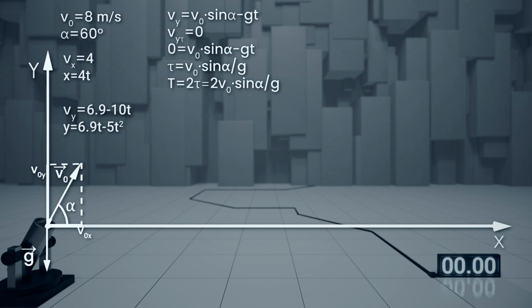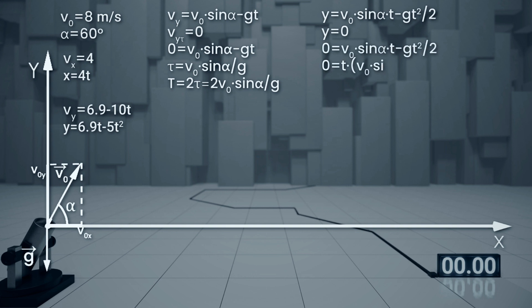The second method is to note that at the end of the trajectory the object's height is 0. This gives us another equation. Notice that this equation has two solutions. One solution corresponds to the launch point. We are interested in the second solution, which matches our previous result.